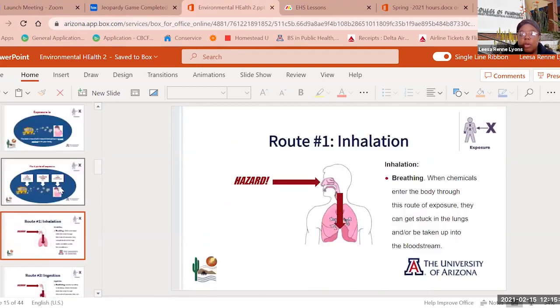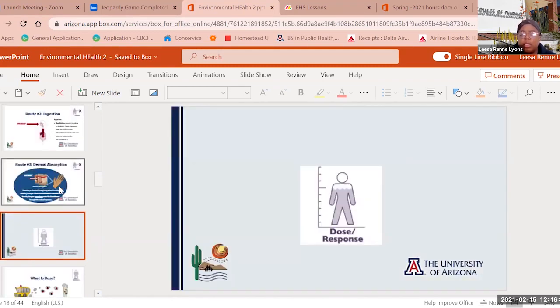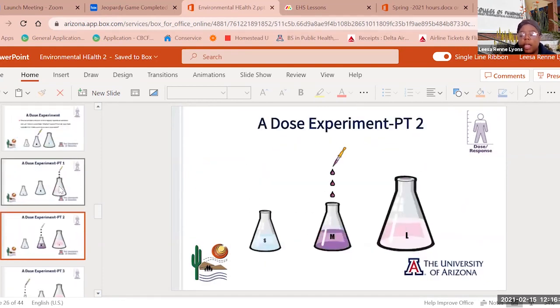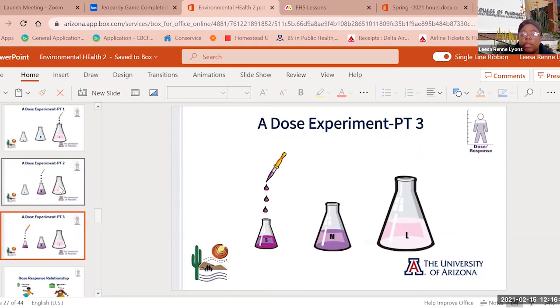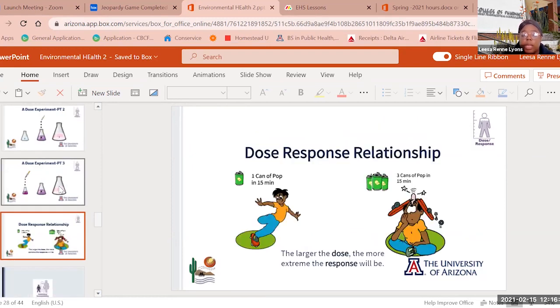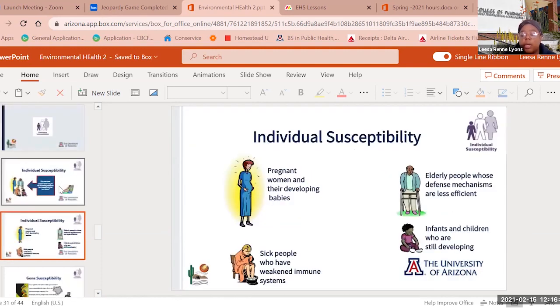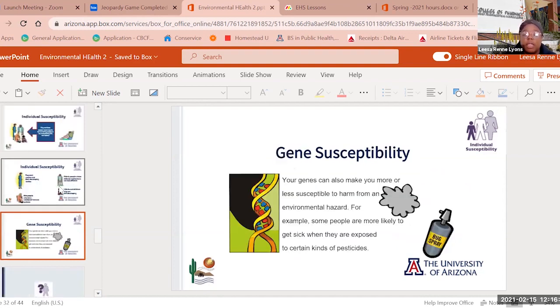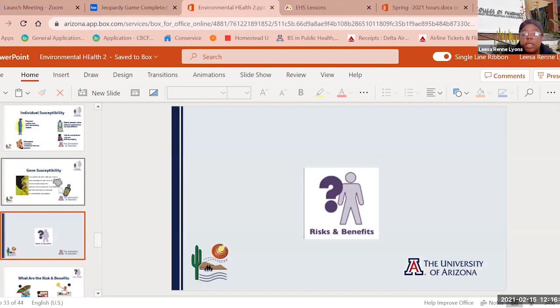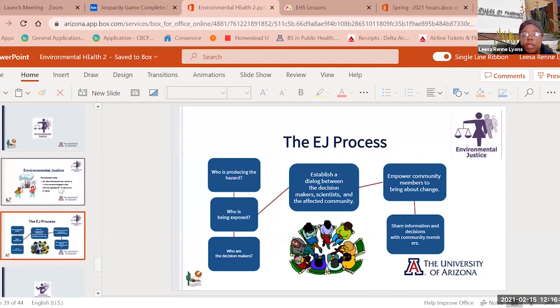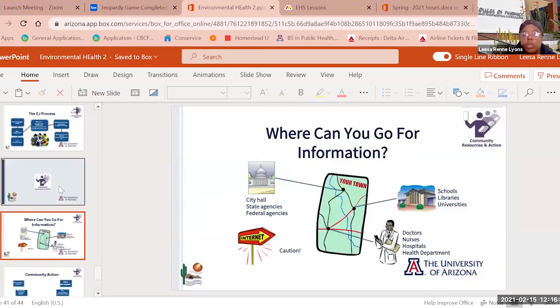So we go through exposure, the routes of exposure, dose response. Again, here are the little animations that kind of give a deeper understanding to what those topics are. Individual susceptibility. We see how it's different from pregnant individuals, sick individuals, elderly, maybe children or infants, or genes, risk and benefits, and we round it out with an environmental justice and community resources section.